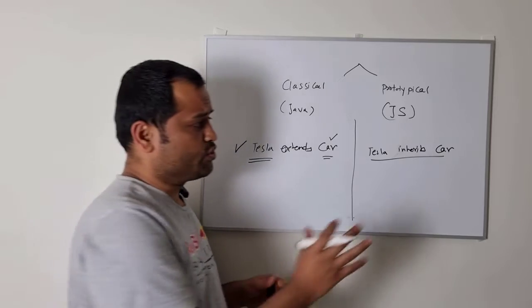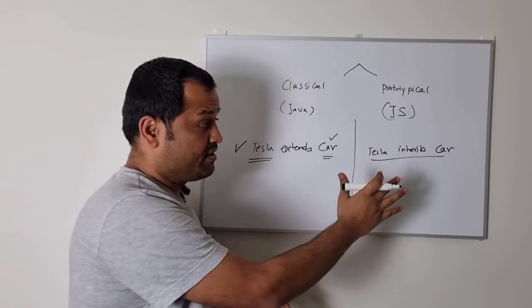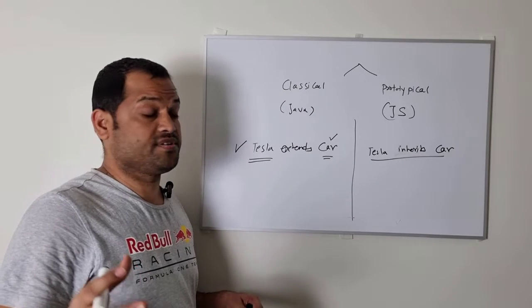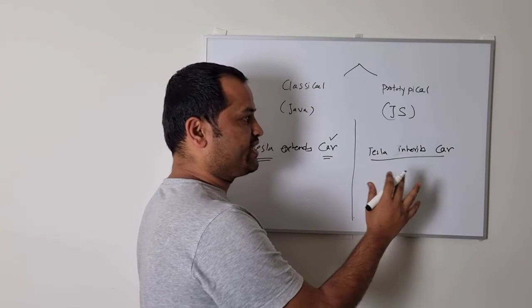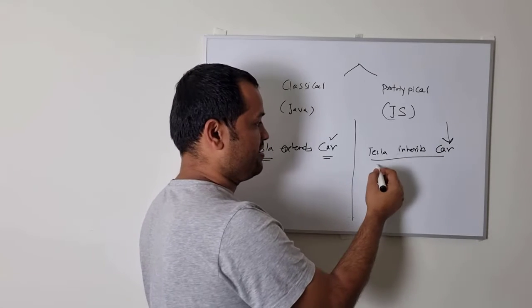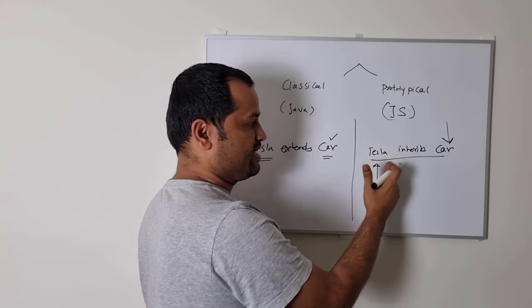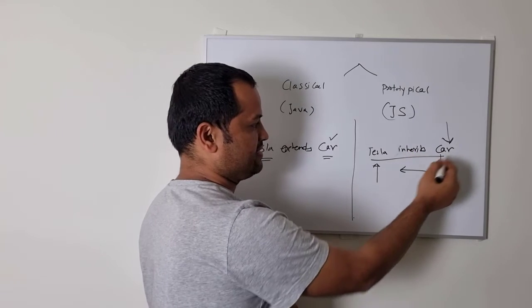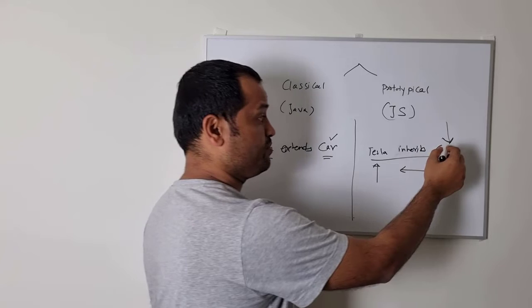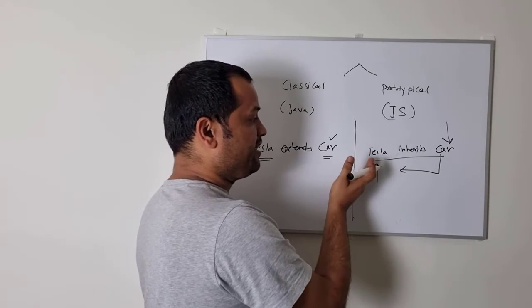Remember that here also inheritance is happening, but here we are talking about the actual objects and not the classes or the types. I'm going to show you one example where I will create one object called car and another object Tesla, and then that Tesla object is going to inherit this car object. So all the properties or methods on the car object will be inherited by the Tesla object.